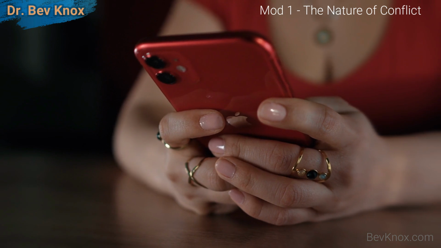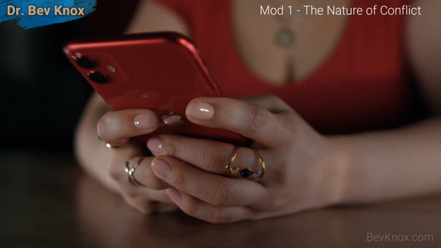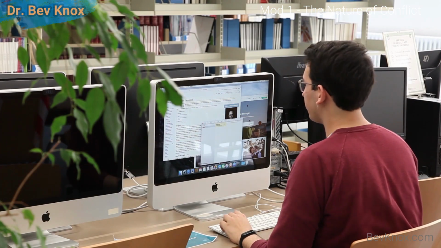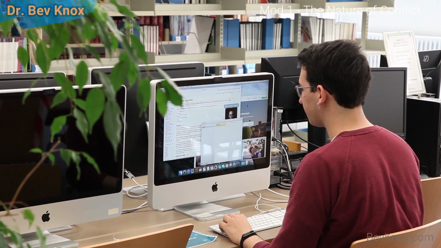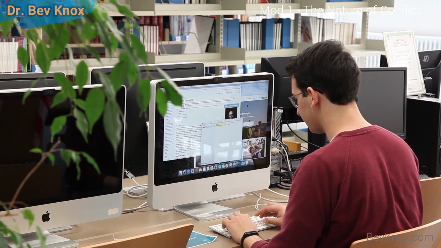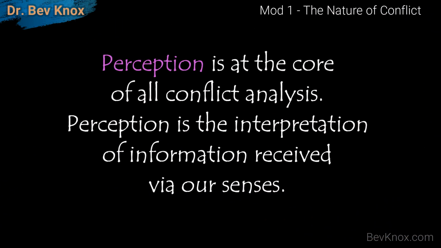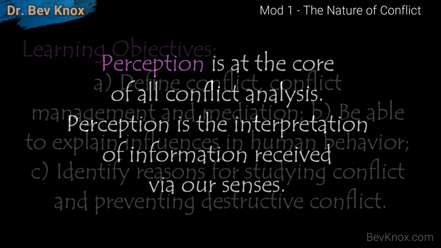And most people today use technology. Even when they're breaking up in interpersonal relationships, they send a text. Now, when we transform communication itself, we begin to engage the process of conflict resolution. Now, perception is the core of all conflict analysis. Perception is the interpretation of information received via our senses. And perception is key to understanding conflict.